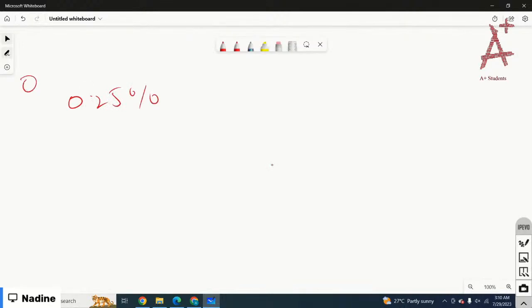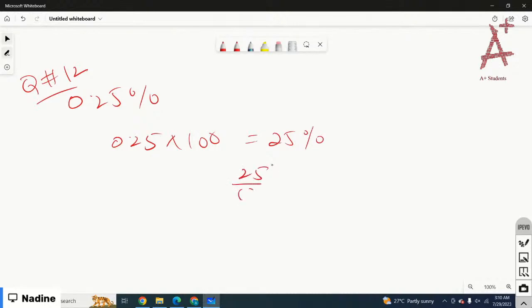0.25%. It is question number 12. Whenever you have to write from a decimal to a fractional part, you just have to multiply by 100. So you have to do 0.25 times 100. It would be 25%. And you can represent 25 by 100 as 25 out of 100. Got it?